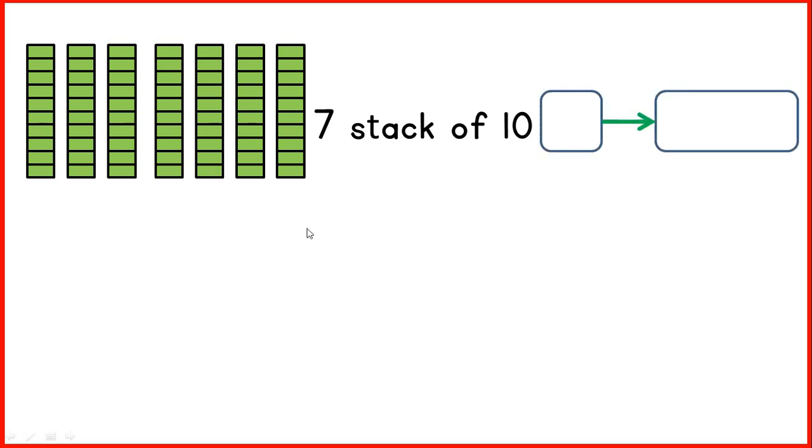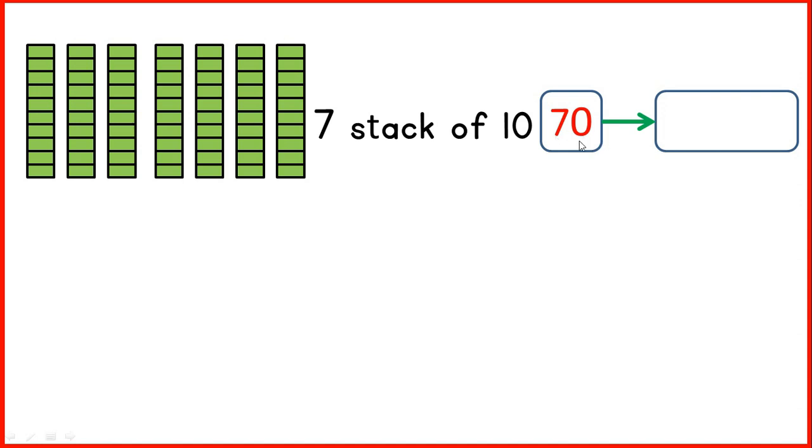Now you have 7 stack of 10. Okay, 1, 2, 3, 4, 5, 6, 7. Now write 7 stack of 10. 7 stack of 10 means 70. Right here 70. Okay, now read this number: 70.